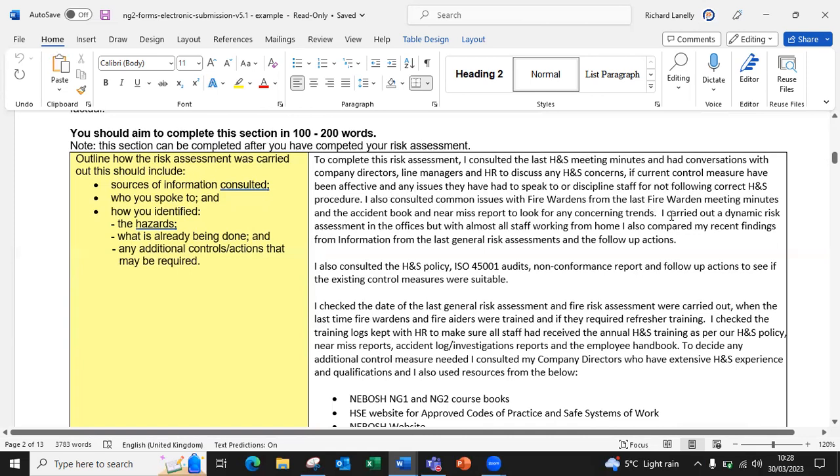Carry out a dynamic risk assessment. So that would be you walk around and see what you can see. So here, we've already ticked off a lot of information here. So we've spoken to quite a lot of people. We've looked at some information, and we've also had a walk around as well to see what we can see while we're there.